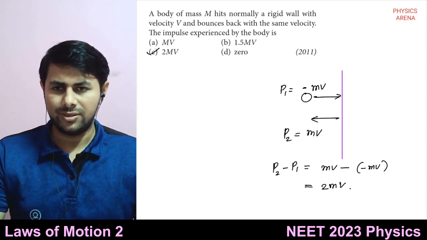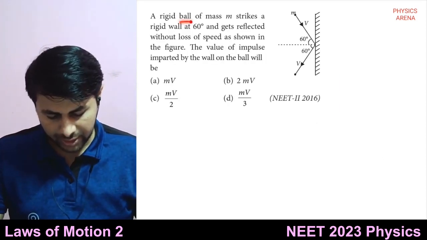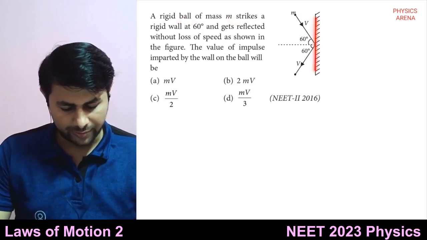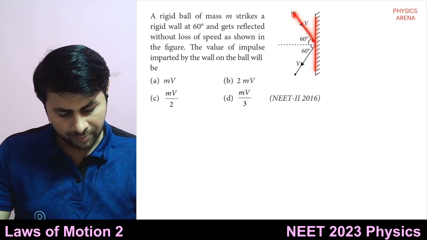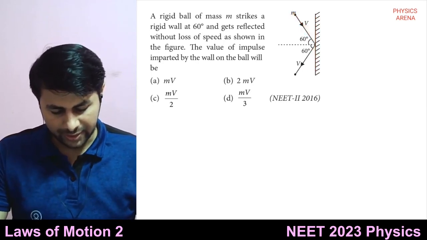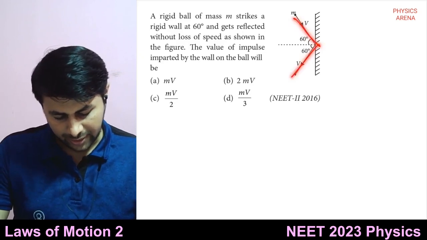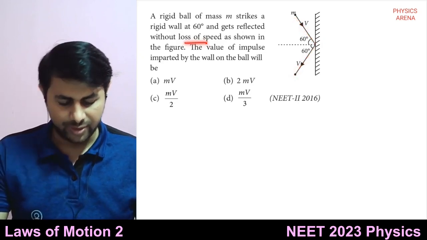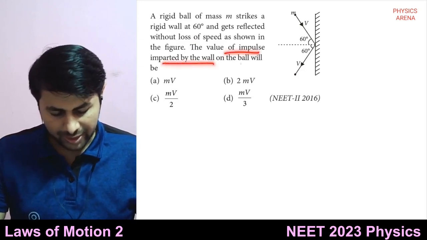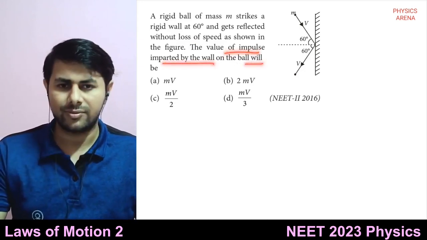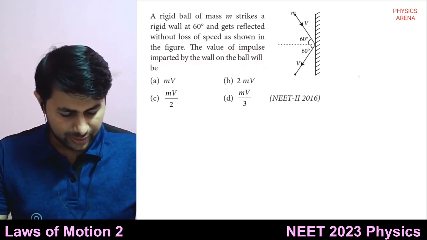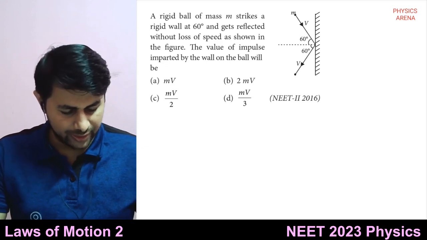Simple question. Next question. A rigid ball of mass m strikes a rigid wall at 60 degrees and gets reflected like this without loss of speed. So speed remains constant. The value of impulse imparted by the ball on the wall will be. This is from NEET 2016.